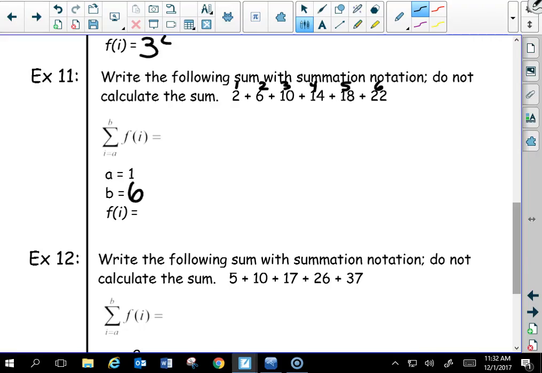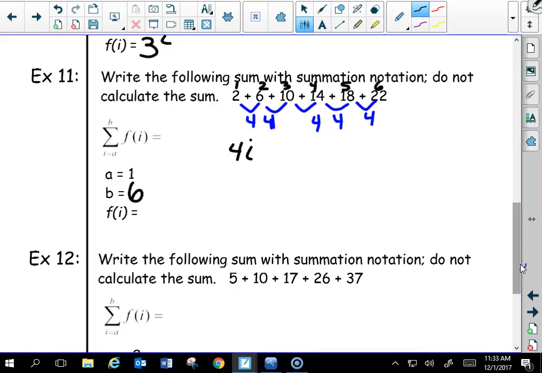So the first thing we're going to try is to look at the differences between the numbers. And now we see a pattern. We're going up by 4 on every single pair. So that means we've got some kind of function that is 4 times I. I need to put that in parentheses. So, you know, I've got some function that's 4 times I.